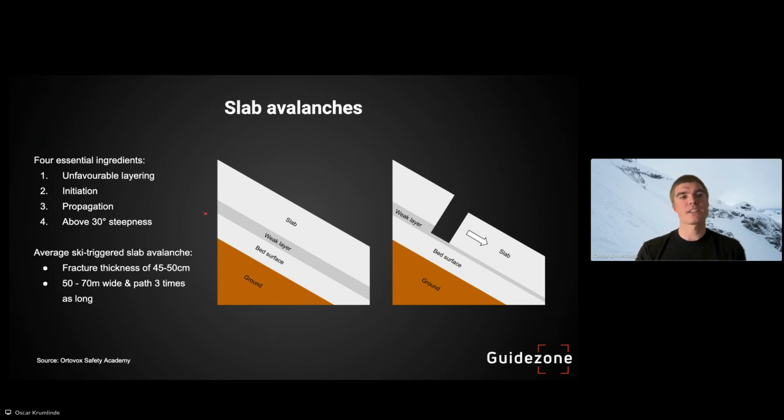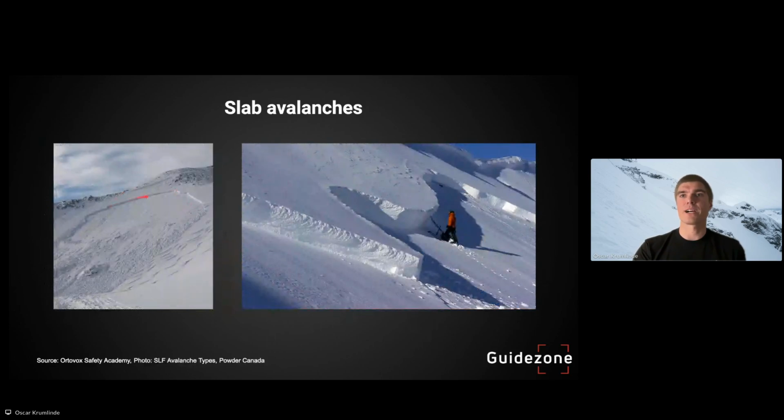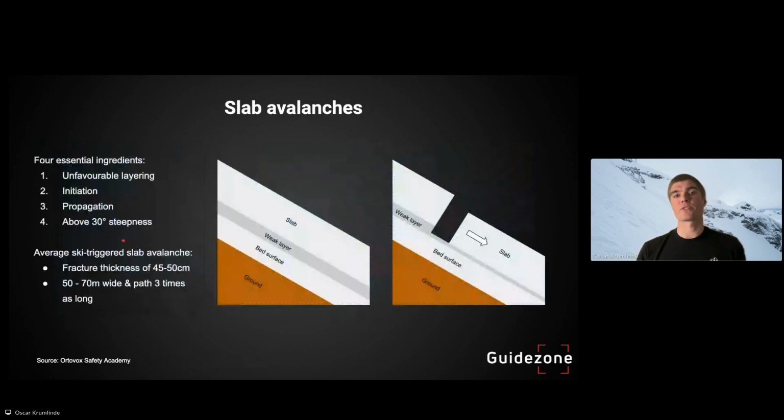And when I mean the width, I mean the distance from here to here. And then the path, the length, is 3 times as long. So that is from the start here, which is called the crown, this wall where the slab was released from, until the avalanche stops with all its debris. So we're talking about a large amount of snow moving.